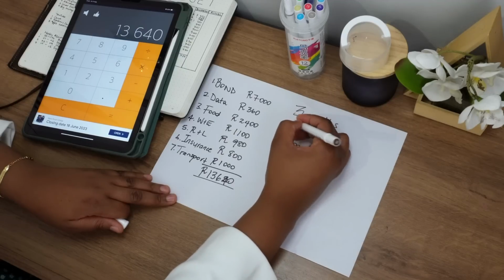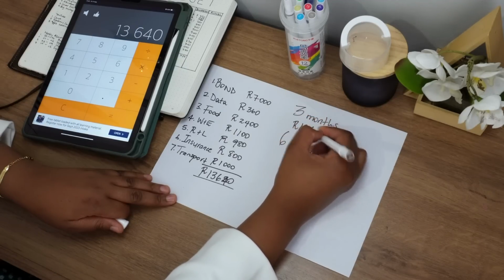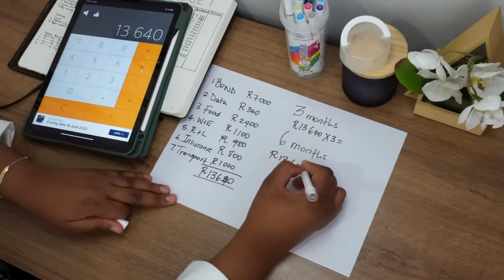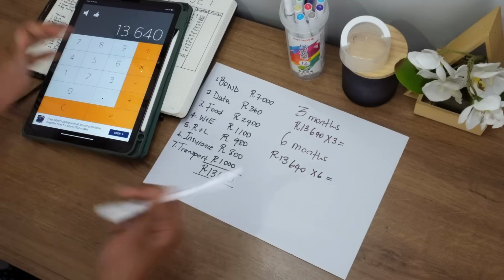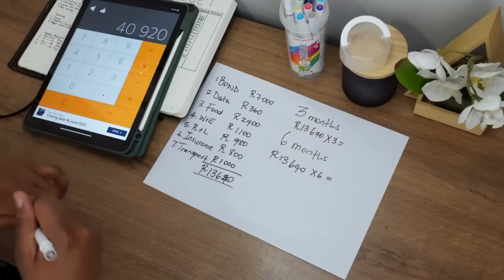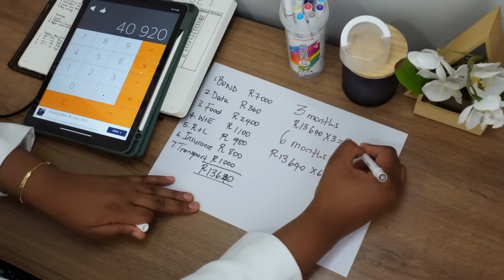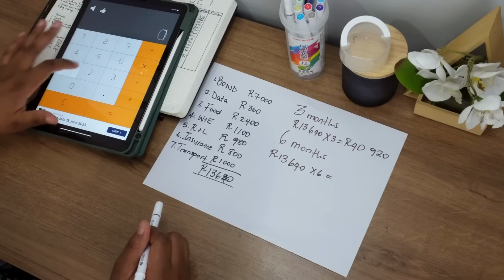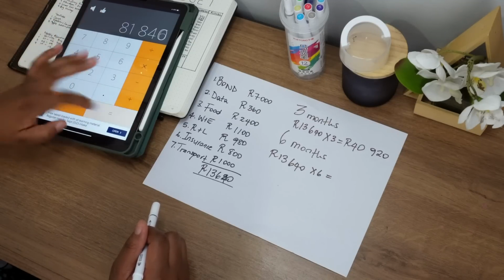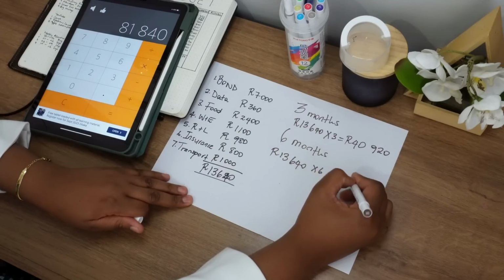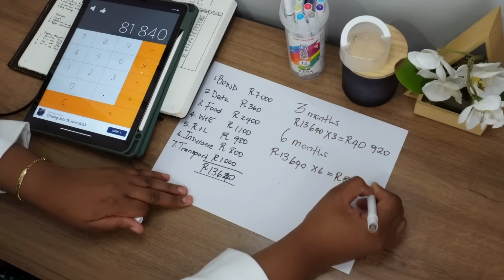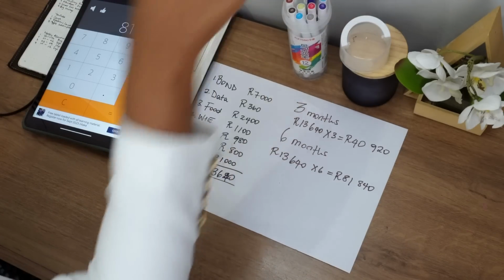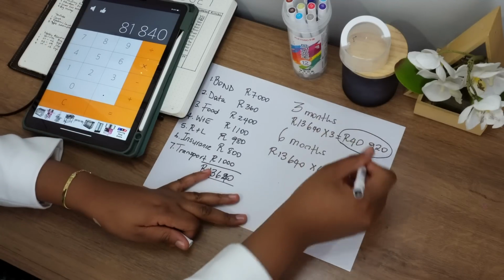And so what you would do is you say 13,640 times 3, and then you get your total. And here you say 13,640 times 6, and you get your total. So let us check how much that is. Times 3, that's 40,920. And if it's the other way around, which is 6 months, 13,640 times 6 months, that would be 81,840. So this is how much money you will need in order for you to say that you have an emergency fund. So you decide this one or this one.